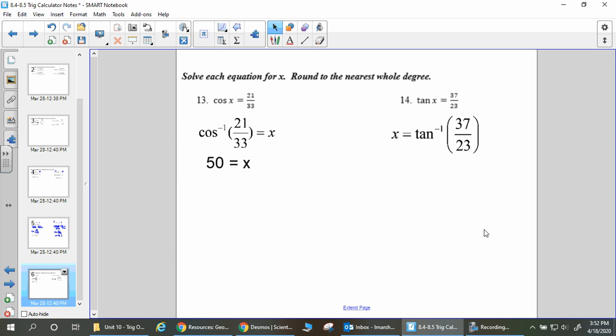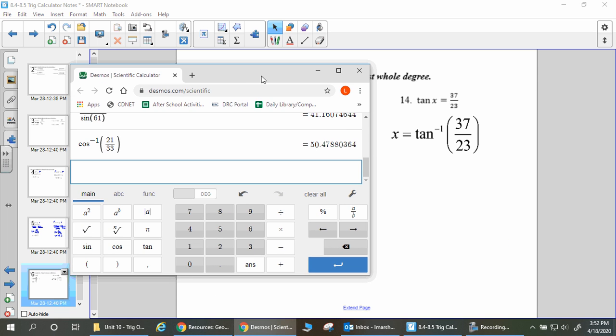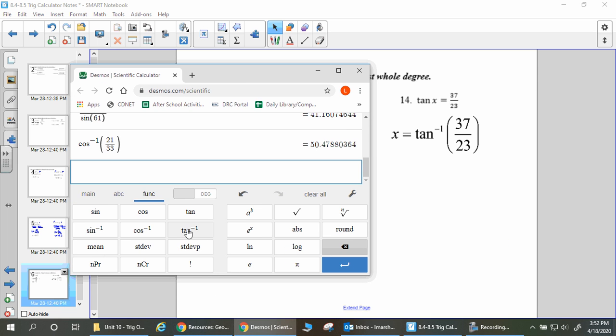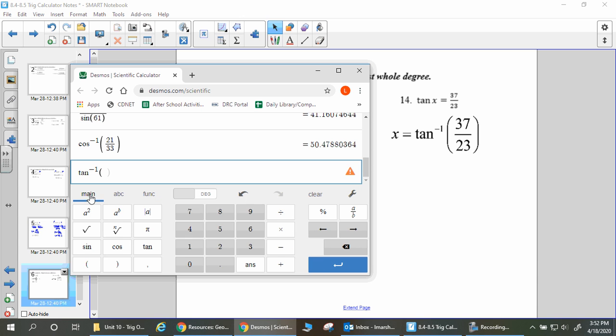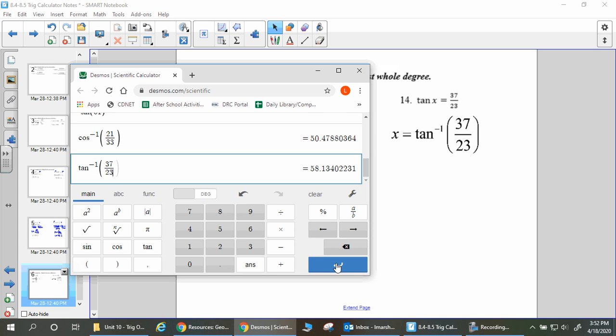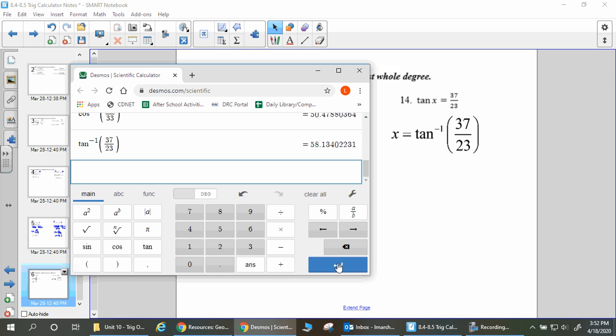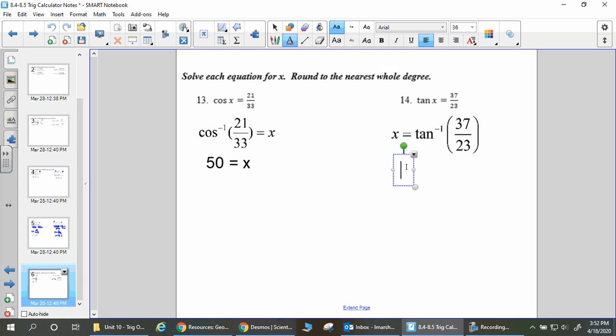Notice you're going to do the same things. So one last time with the calculator. This time I need tangent with a -1. I'm going to put 37 divided by 23. And when I look at my decimal, we should get a 58-degree answer. So here x is going to equal 58.